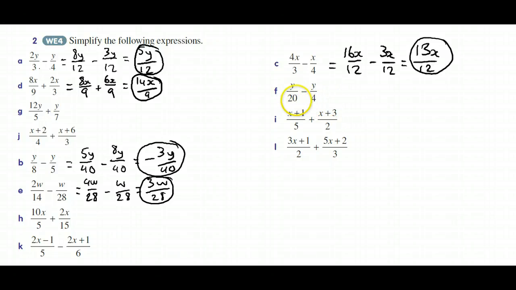Alright, in F, 20 is a multiple of 4, so we can use that as the lowest common multiple for both of them. Okay, for this one we don't have to change it, and for this one we've got to multiply by 5, so we get 5y. y minus 5y is negative 4y over 20, and we can simplify this by dividing both the top and the bottom by 4. They've got a common factor which is 4, so we end up with negative y over 5. Just divided the top by 4 and the bottom by 4.